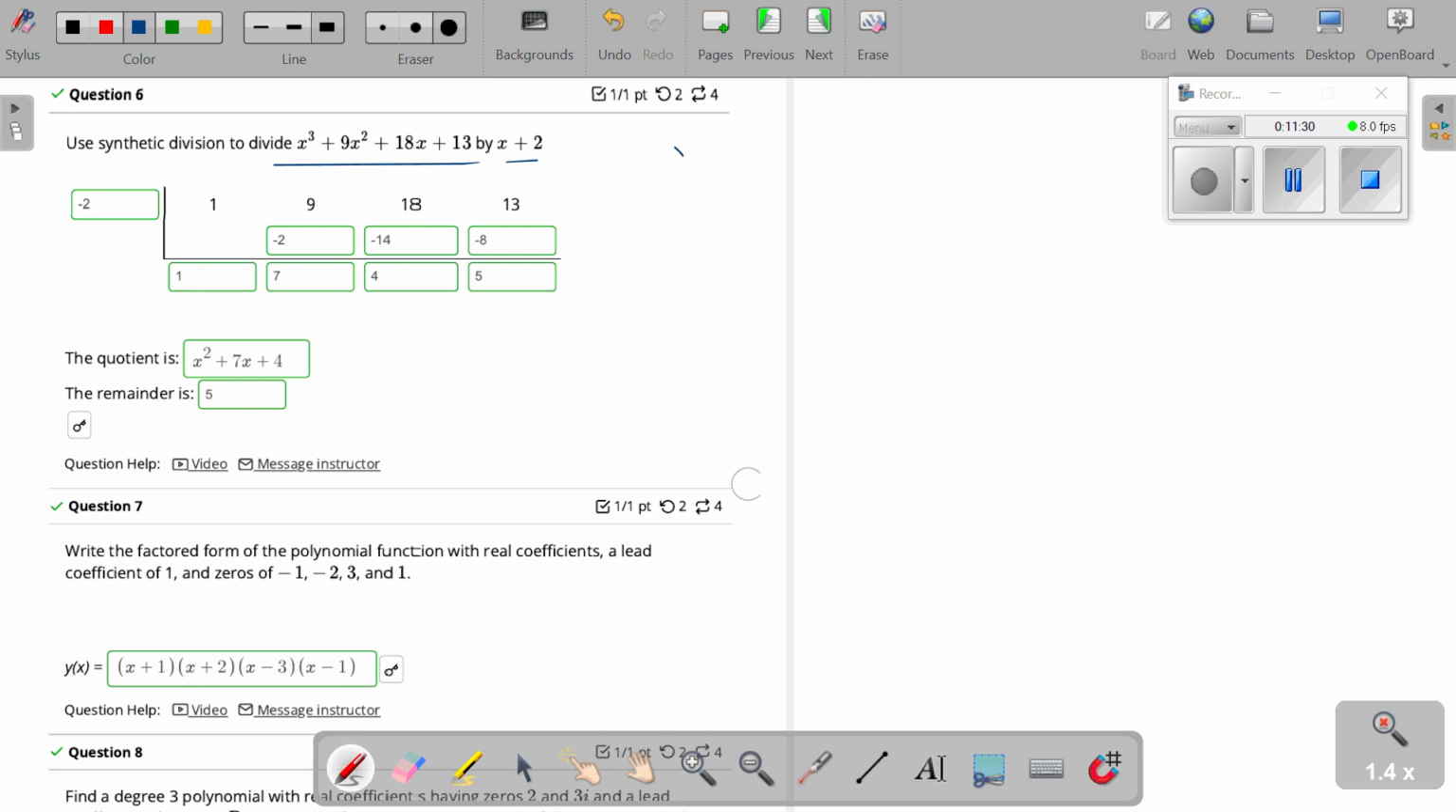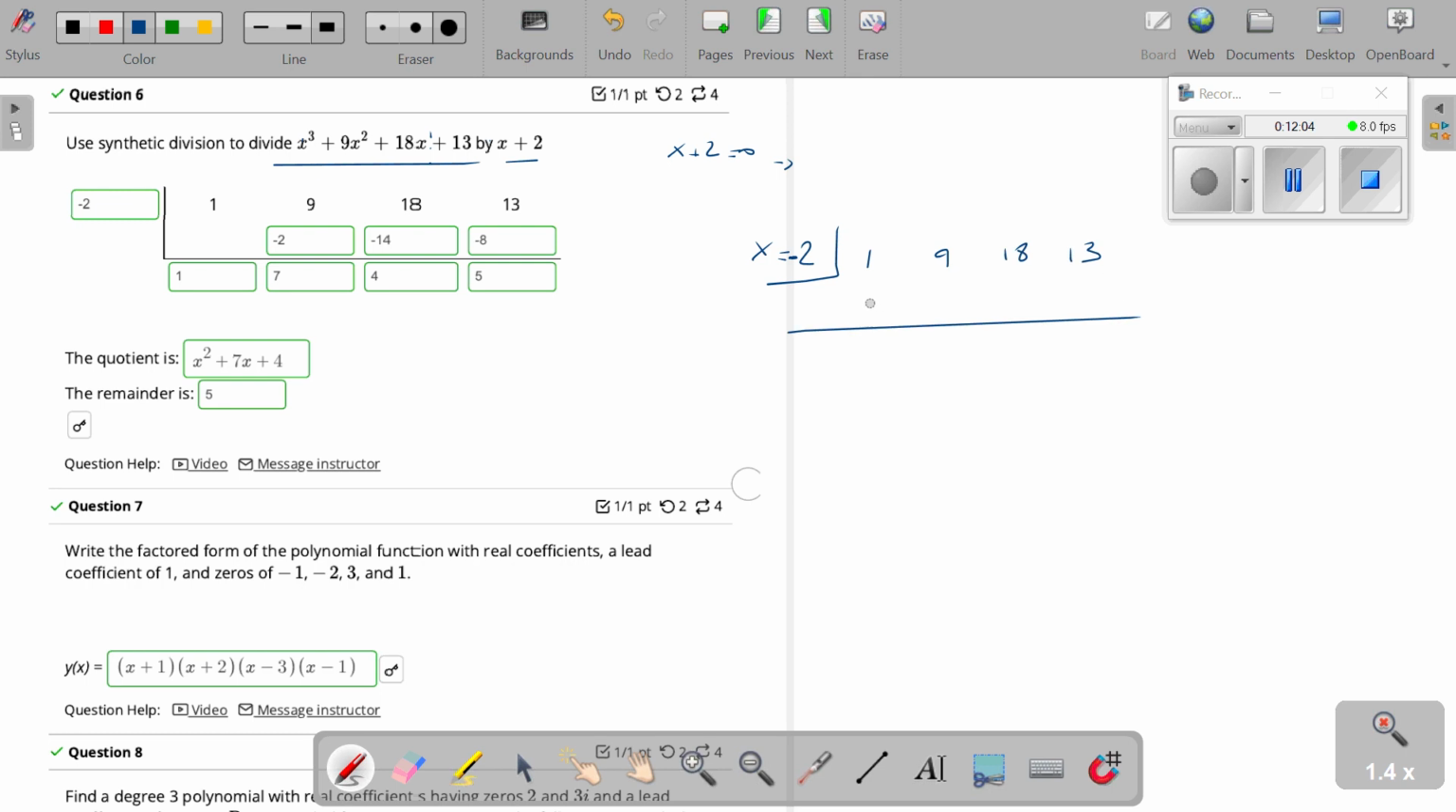So the first thing that I'm going to do is set x plus 2 equal to 0 and solve for x. That means x is equal to negative 2. I'm going to write negative 2 here and put it in a little box. Then list all the coefficients over here, the coefficient of all the terms. Make sure there's nothing missing here. We have x to the 3 and 2 and then 1 and then x to the power 0 here. So nothing is missing. So I can just list all the coefficients, 9, 18, and 13.